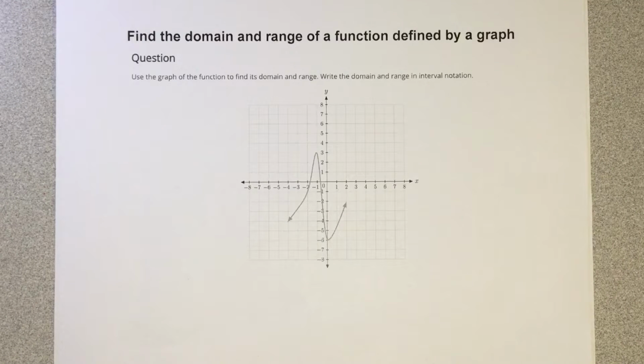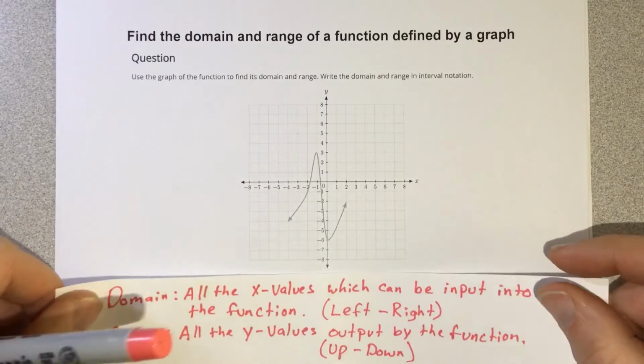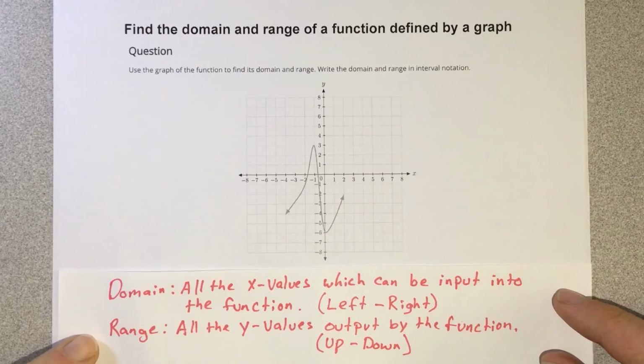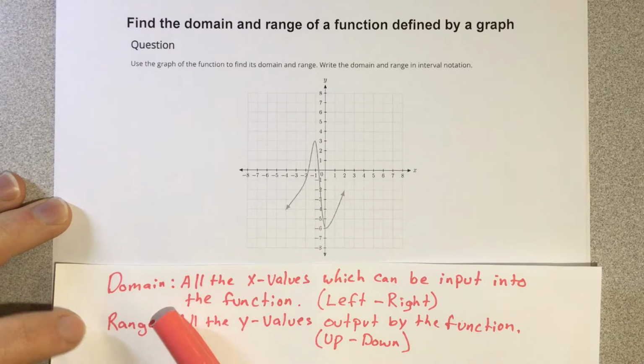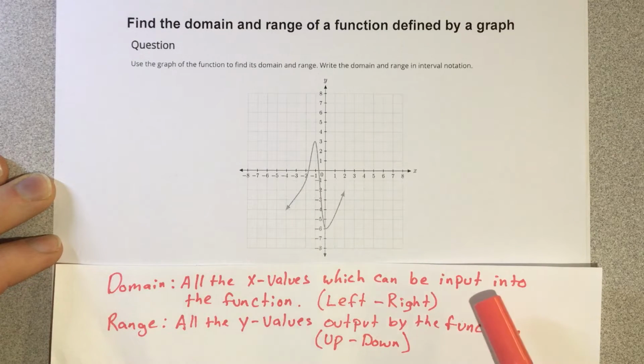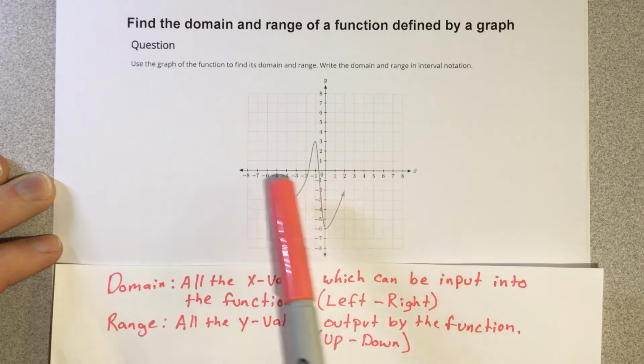In this video, we're going to find the domain and range of a function defined by a graph. First thing we want to do is define what domain means. The domain of a function is all the x values which can be input into the function. The domain are the x values which move left to right.